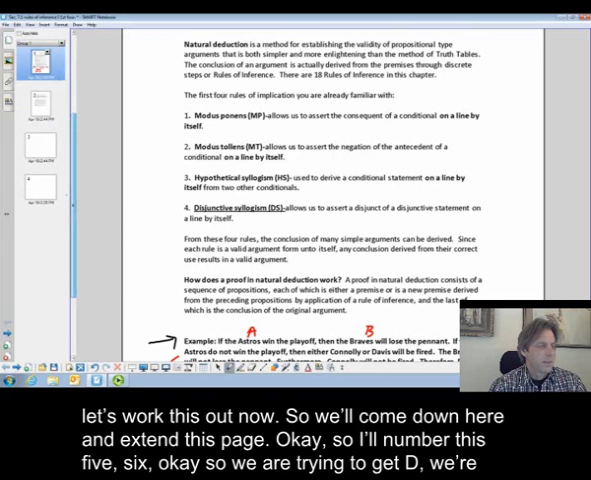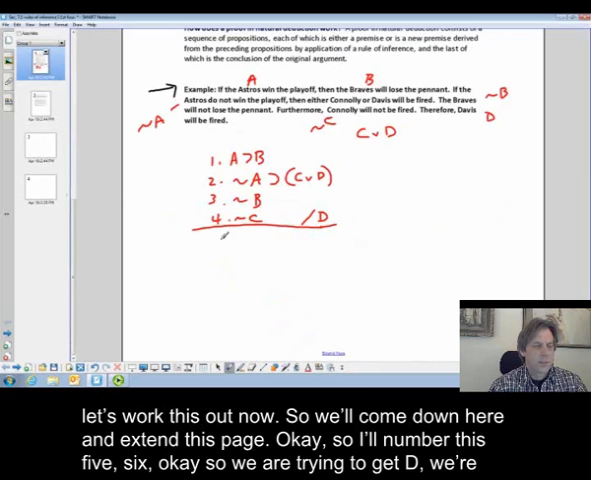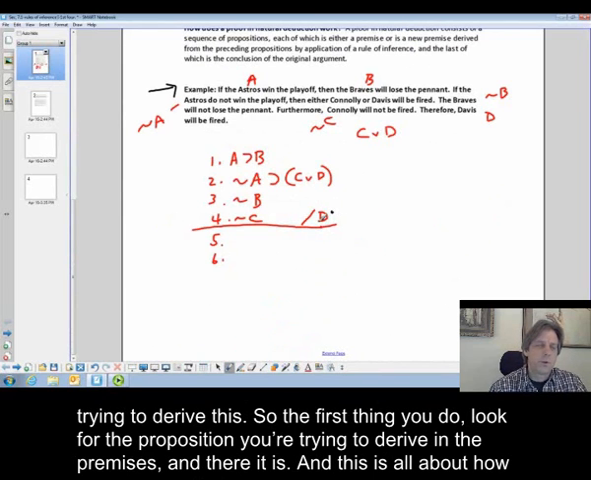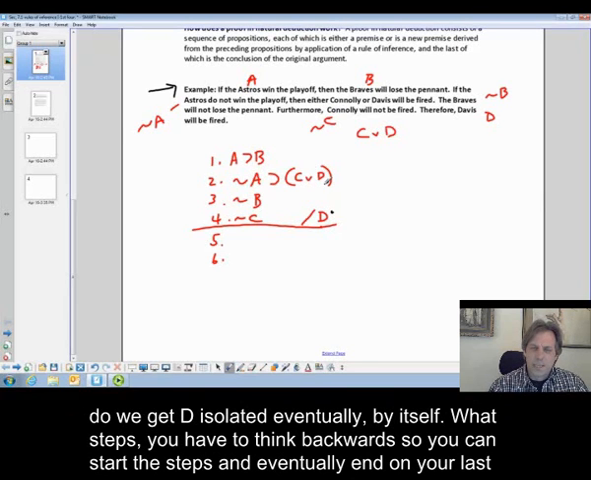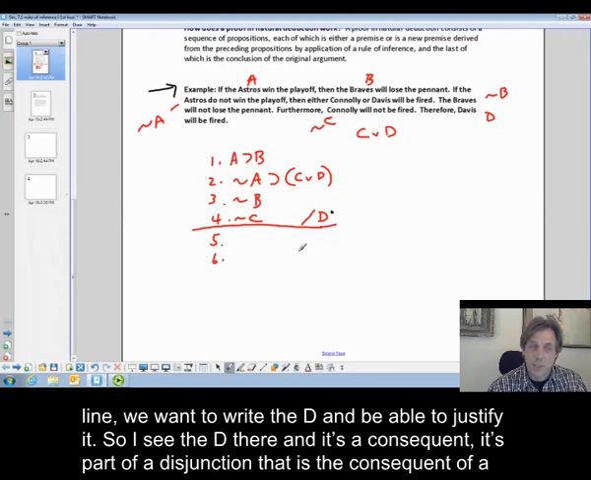Okay, so we'll come down here. I'm going to extend this page. I'll number this 5, 6. We are trying to get D, right? We're trying to derive this. So the first thing you do, look for the proposition you're trying to derive in the premises, and there it is. And this is all about how do we get D isolated eventually by itself. What steps? You have to think backwards so you can start the steps and eventually end on your last line. We want to write the D and be able to justify it.